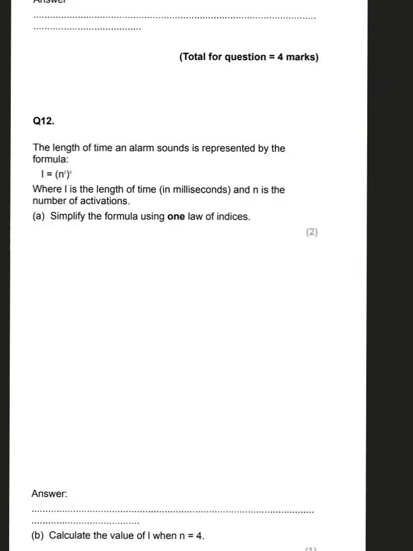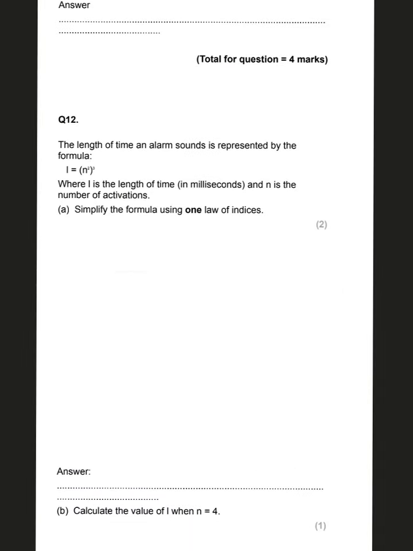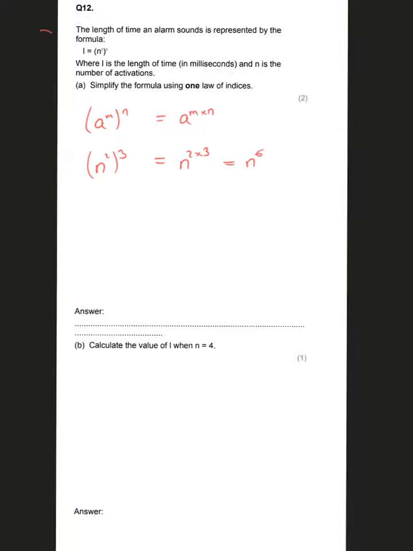Okay, I'm making okay progress here. Now we have an exponential looking question. Sorry, it's an indices question. So simplify the formula using one of the laws of indices. You have a^m to the power of n is equal to a^(m times n). That's taken fresh out of the formula book. So n squared to the power of 3 is equal to n to the power of 2 times 3, which is n to the power of 6. Should have been a nice, easy 2 marks for us, hopefully.